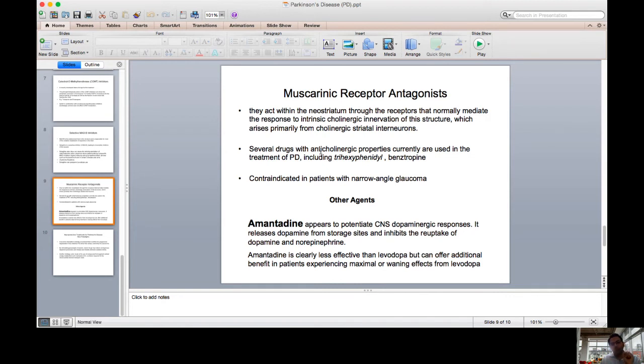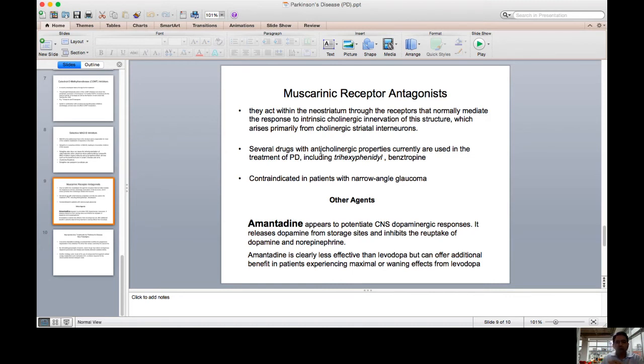Till here we were actually playing with dopamine. We were trying to supplement its synthesis, or we were trying to inhibit its metabolism by MAO or COMT inhibitors. Now we are actually looking at muscarinic receptor antagonists. So for a change, we are now focusing on acetylcholine. So basically these are anticholinergic drugs in a way. So what are they going to do?